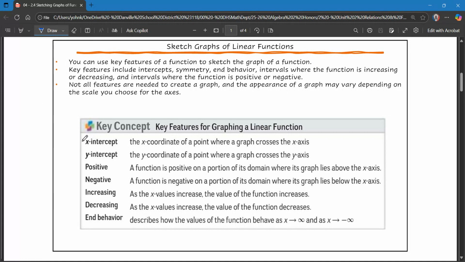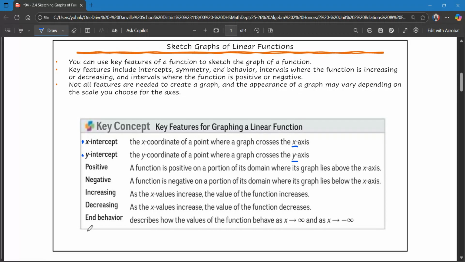First thing, x-intercepts. These are the places where the graph crosses the x-axis. So we're looking at a place where it crosses the x-axis, maybe right here, right here. You're looking for the place where it crosses the x-axis. So if we have a diagonal line crossing the x-axis right there. Okay, so y-intercept. Y-intercept is the place where the graph crosses the y-axis.